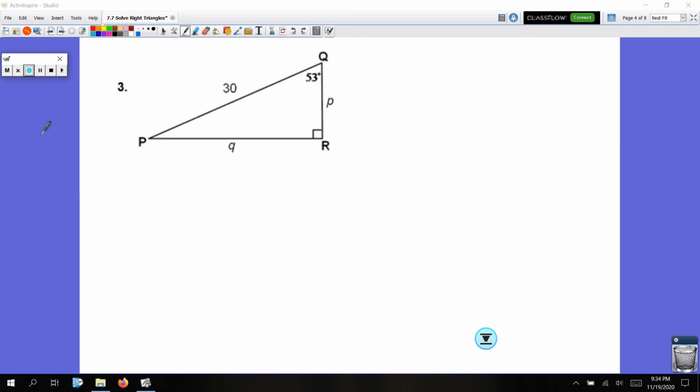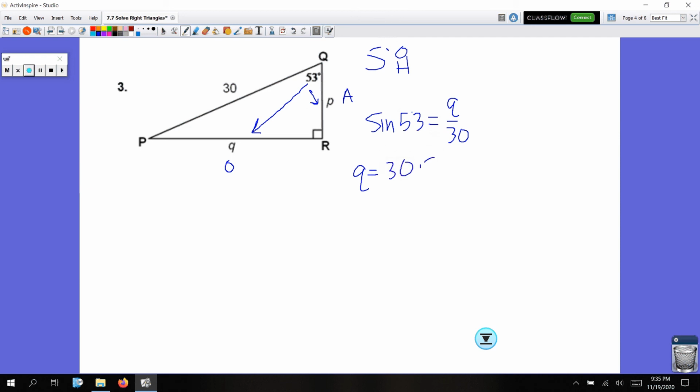All right, here we're missing the side opposite of the angle given and the side adjacent of it. So opposite, adjacent. I'm not going to use tangent because I need to know at least something here. What I know is the hypotenuse. So I'm going to use sine and cosine to find Q and P. So first, let's find Q. It's opposite. I have the hypotenuse. That is sine. Opposite over hypotenuse. So sine of 53 is equal to the ratio of Q over 30. We multiply both sides by 30 and I get Q is equal to 30 times sine of 53.